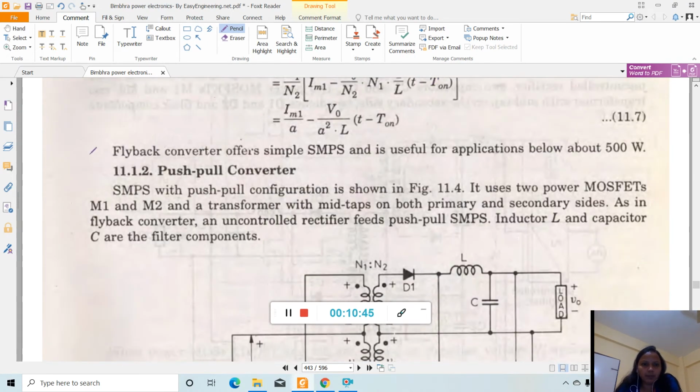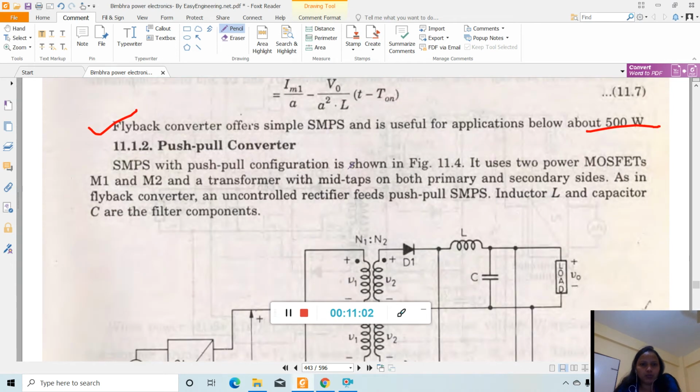So see, the application part. Flyback converter offers a simple SMPS and is useful for applications below about 500 watt. So for below 500 watt applications, the flyback converter SMPS switch is used. And the next category is the push-pull converter. So what is this push-pull converter?